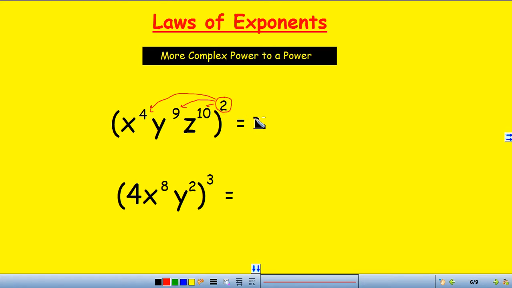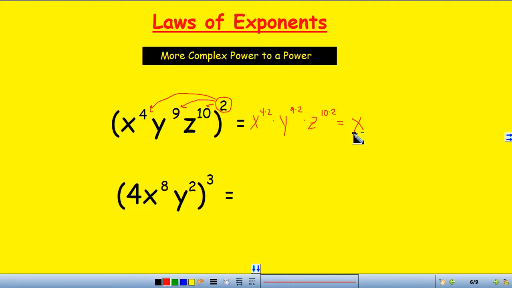So if I were to rewrite this, I have x as my base, and I have 4 as that exponent, and I'm going to multiply it times 2 because the rules still apply for power to a power. Since we have y to the power of 9, and that's raised to the power of 2, I'm going to have to multiply 9 times 2. And then I have my z, which I have to the power of 10, and I'm raising that power to a power of 2.